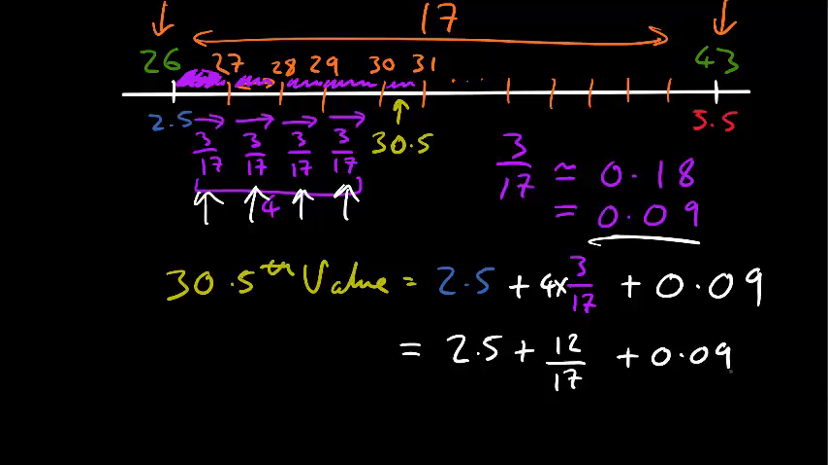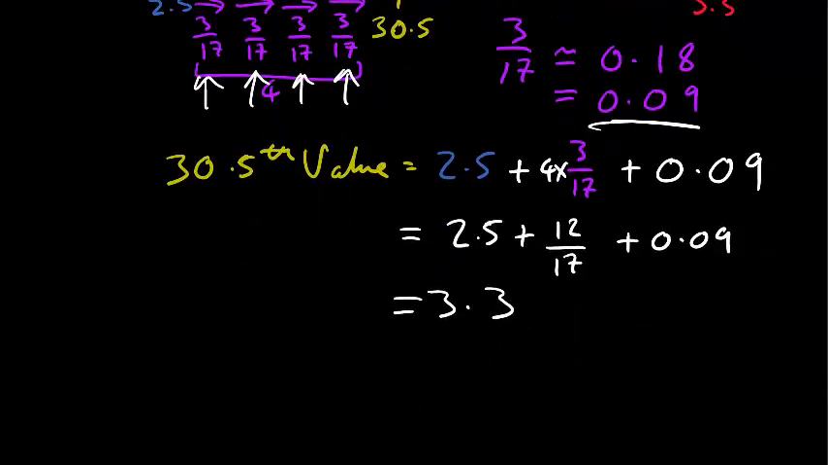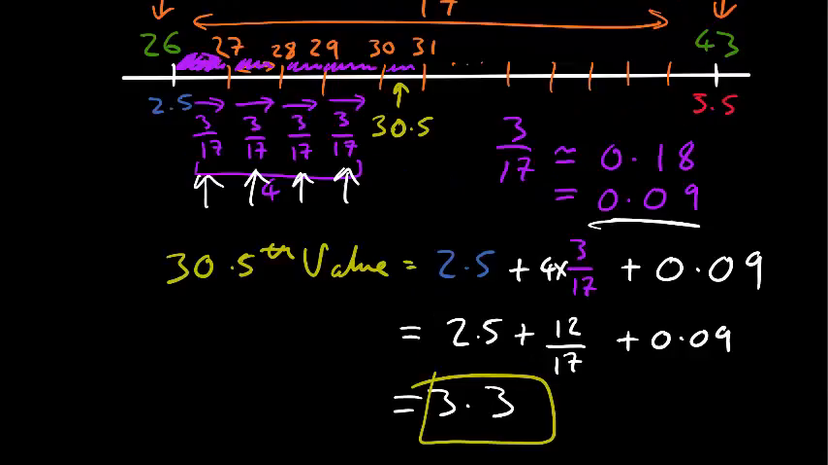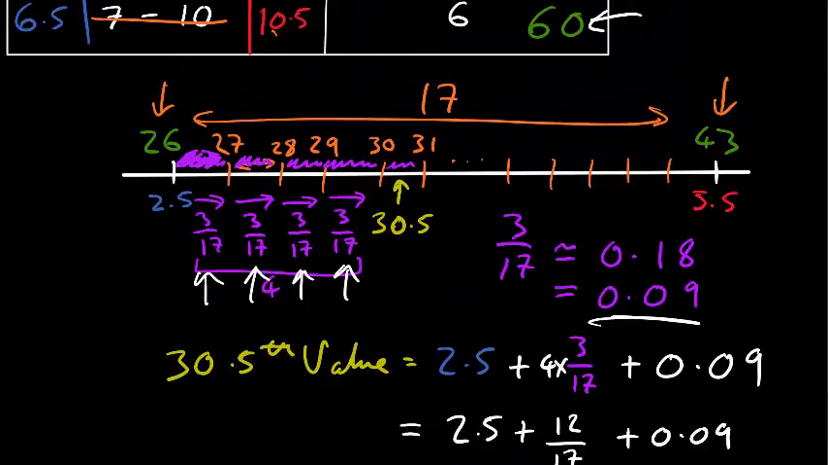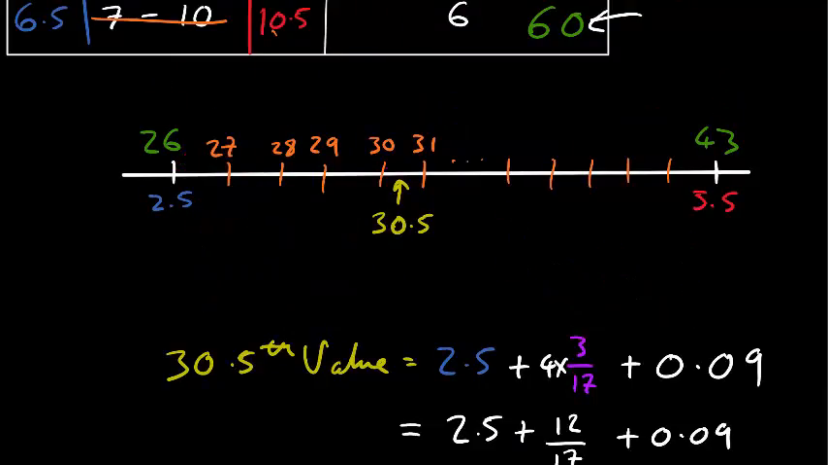I'm just going to put all that in my calculator: 2.5 plus 12 over 17 plus 0.09 is equal to, horrible number, but okay, 3.3. Let's call it that. So my 30.5th value lies at 3.3, which makes sense because if we get rid of all these annotations, my 30.5th value should lie roughly between 2.5 and 5.5, probably about a third of the way through that interval. So it ends up lying at 3.3. So that's my median value.